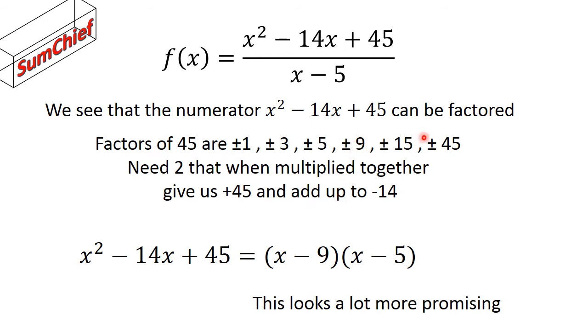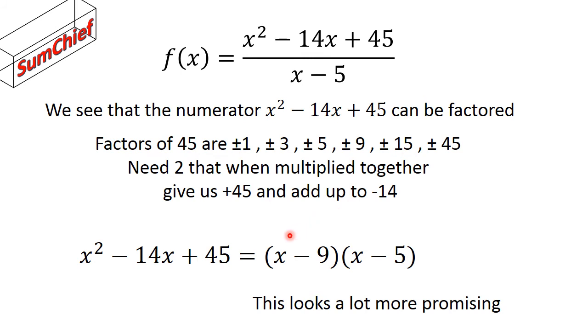So going through the numbers here, plus or minus 45 has to go with 1, so you're never going to get that to add up to 14. 15, that looks promising, but that has to go with 3 to get 45, so that's not going to work because we're never going to get a difference of 14. Looking at the next one, 9 will go with 5. Now that looks very promising. So 9 times 5 is 45, we know that. And we can also work out that minus 5 plus minus 9 is minus 14. So that's going to work pretty good.